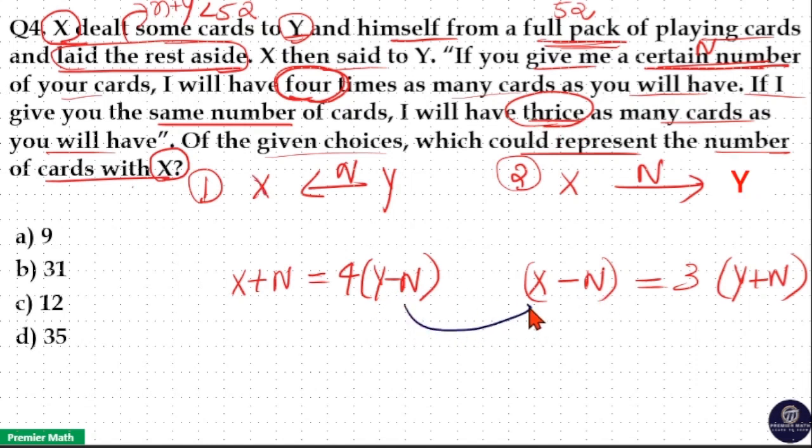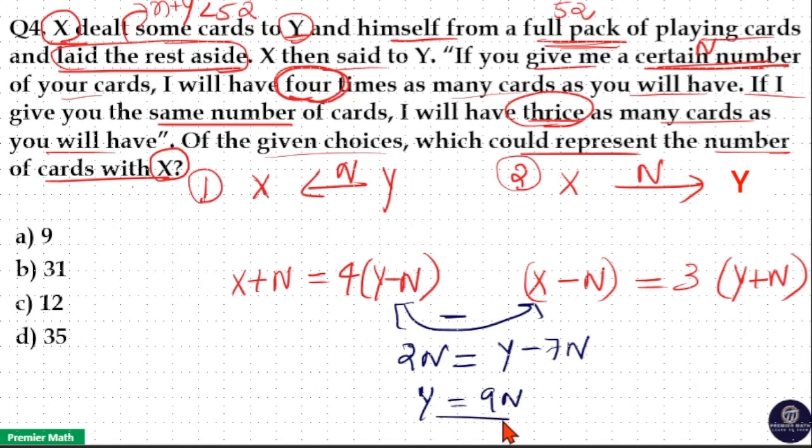If I subtract these 2 equations, x minus x is 0, n minus minus n is 2n, which is equal to 4y minus 3y, that is y, minus 4n minus 3n, which is minus 7n. Which means 2n equals y minus 7n, so y is equal to 9n.